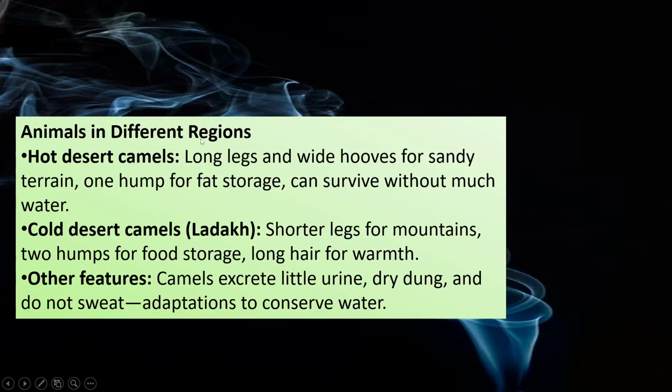Animals in different regions. Hot desert camels, long legs and wide hooves for sandy terrain, one hump for fat storage, can survive without much water. Cold desert camels, Ladakh, shorter legs for mountains, two humps for fat storage, long hair for warmth. Other features, camels excrete little urine, dry dung, and do not sweat. Adaptations to conserve water.